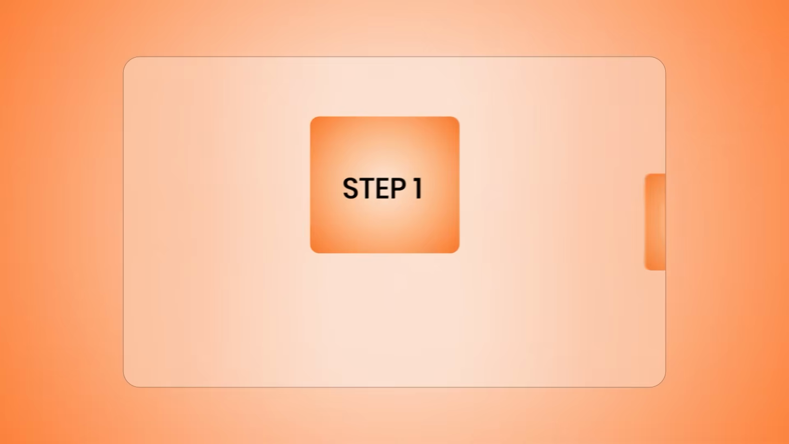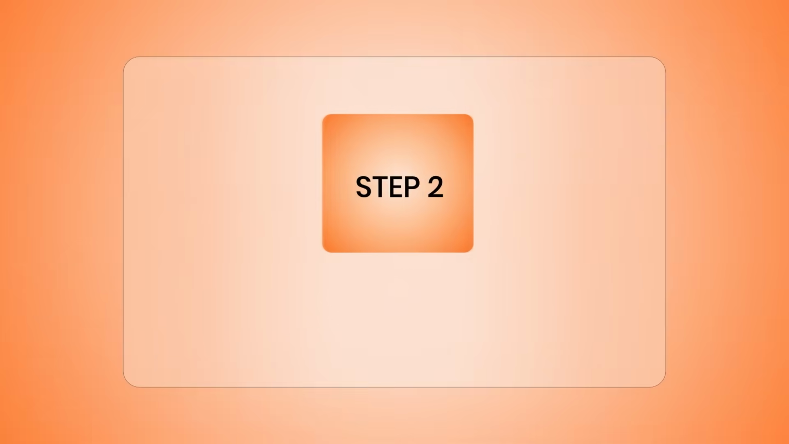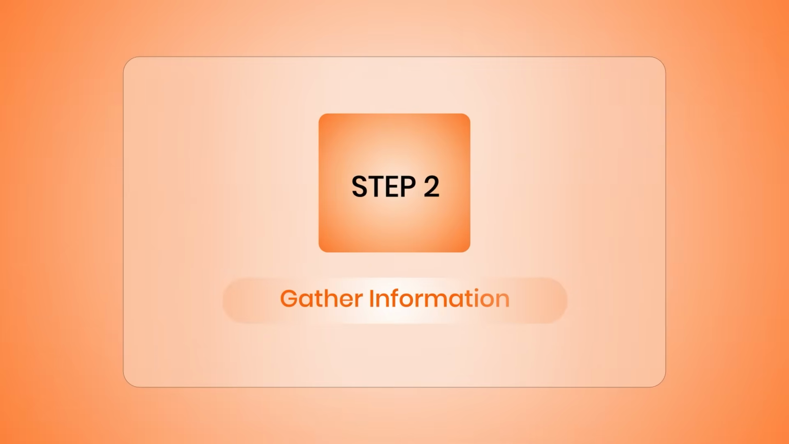Okay, let me break down how agents actually work in a very step-by-step way. So the very first step is you want to give your agent a goal. So for example, help answer customer service questions. That's the role of the agent. The second step is it will go and gather information that it has access to. So it will look at what's happening in the chat, it will look at customer messages, any order history, and it will put all of that together.